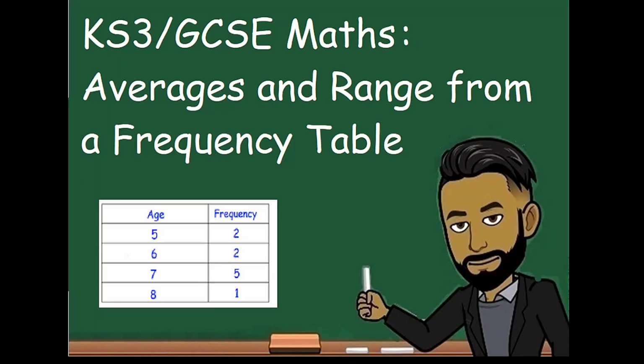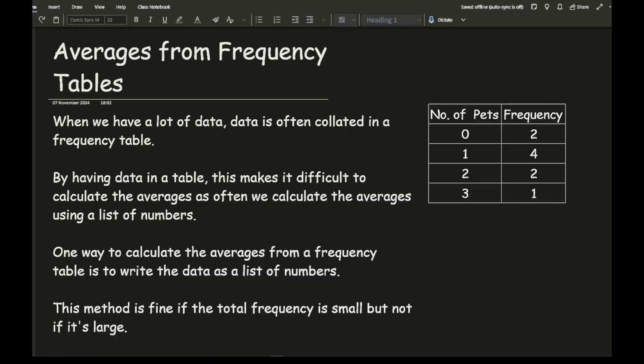So welcome to the latest video on 162 Maths, and in this video we'll be going over the topic of working out averages and the range from a frequency table. Now when we have a lot of data it is often collated in a frequency table. By having data in a table, this makes it difficult to calculate the averages, as often we calculate the averages using a list of numbers.